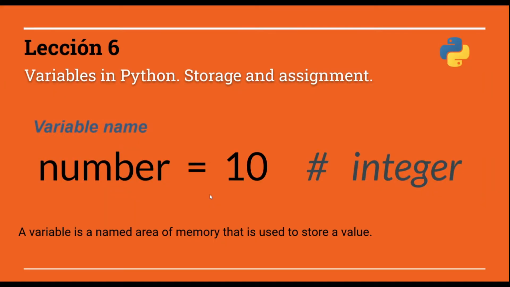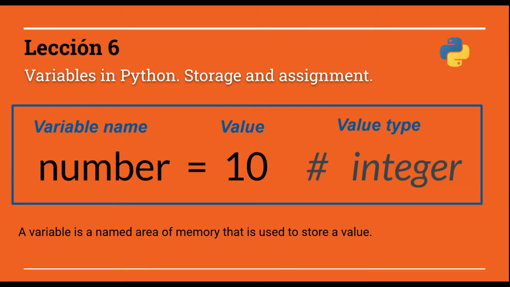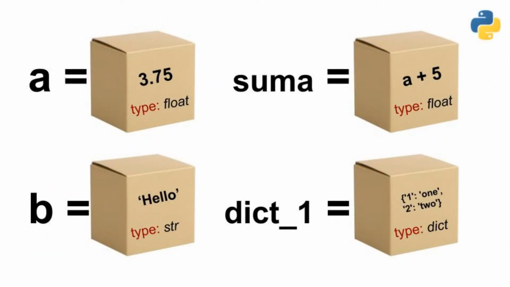The variable consists of a name, a variable value, and the type of variable value. A variable is a named area of memory that is used to store a value. Imagine a variable as a box that has a name. Inside this box can be a number, string, dictionary, or even an integer expression. Knowing the name of this container, you can access it to use the data stored in it.